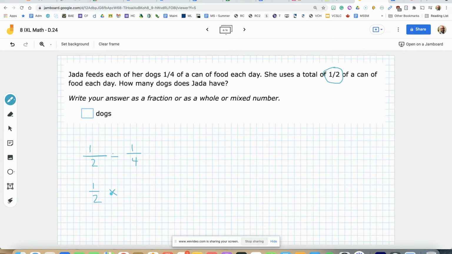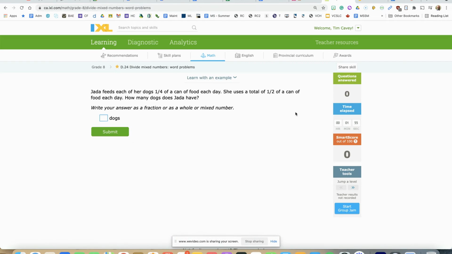So 1/2 divided by 1/4. Remember, we're going to flip this sign. That becomes multiply, and switch the sign and flip the fraction. I guess it doesn't matter which words you choose, right? Switch, flip, flip, switch. 4/2 equals 2 dogs, which makes sense when we do some estimation. Half of a can is 2/4, so we're saying she feeds each of her dogs 1/4. She will have 2 dogs.